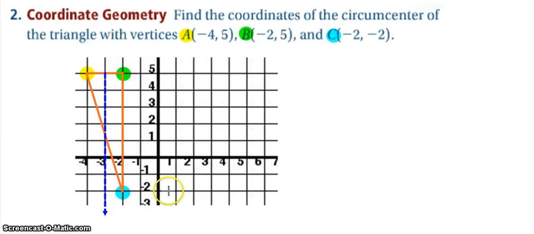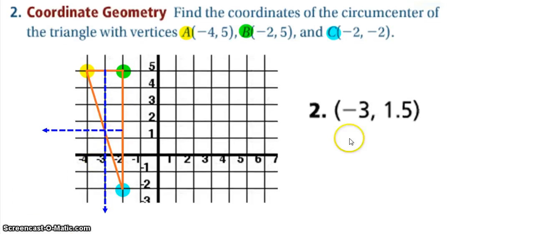Well, I go from 5 to -2, so that's actually a span of 7. So half of 7 takes me 3.5. So I'd fall right there, and you can check it because you could come 3.5 up. And again, there we see that our circumcenter meets right on that line. I could go ahead and do my 3rd perpendicular bisector, but it is unnecessary. I go ahead and see that that point is at -3, 1.5. And there is our answer.